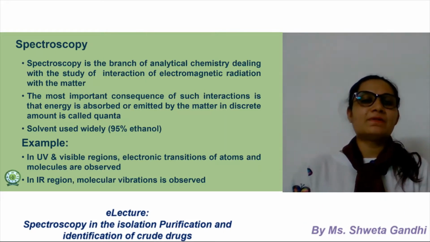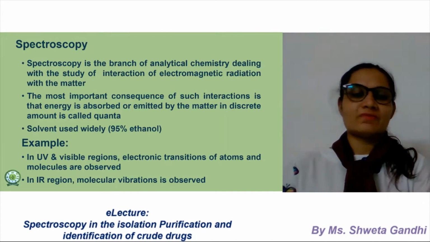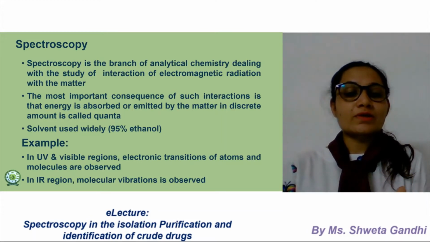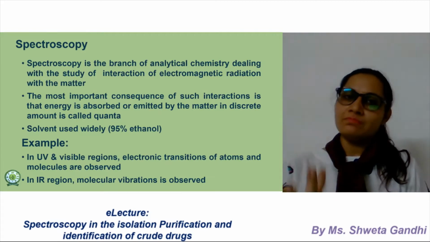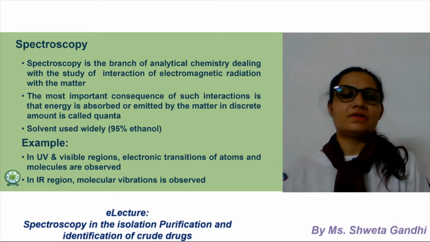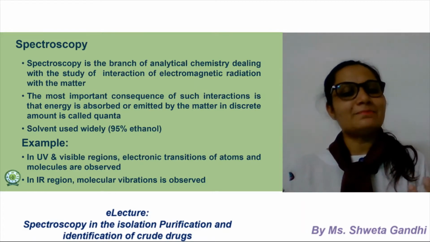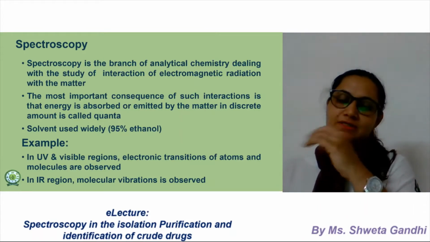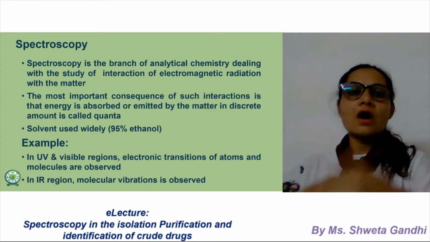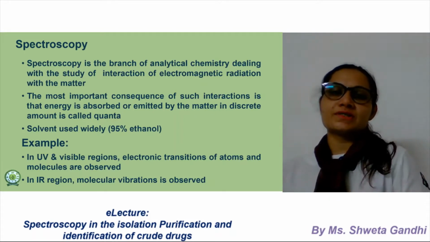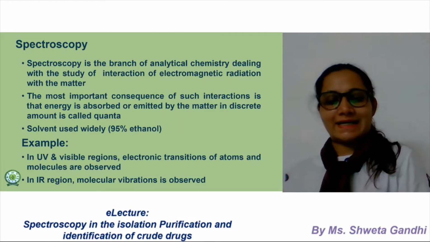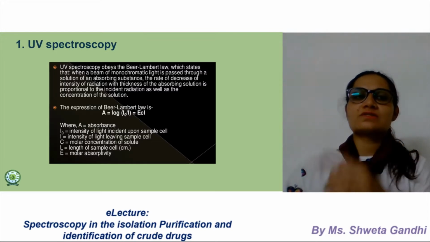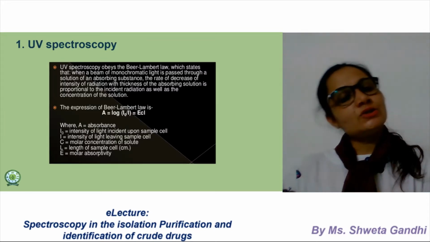For example, in spectroscopy we are using UV. So electronic transitions of atoms and molecules are observed by the principle of the Lambert-Beer law. In the IR region, molecular vibrations are observed, that is, how a molecule changes from one energy state to another. Next, first we'll learn the UV spectroscopy.